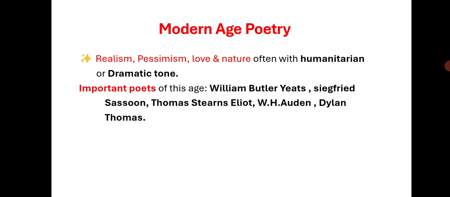It emerged in the early 20th century and has a departure from traditional poetic forms and topics. It reflects the attitude and culture of the 20th century: realism, pessimism, love, and nature, often with a humanitarian or dramatic tone. The important poets of this age are William Butler Yeats, Thomas Stearns Eliot, W.H. Auden, and Dylan Thomas.